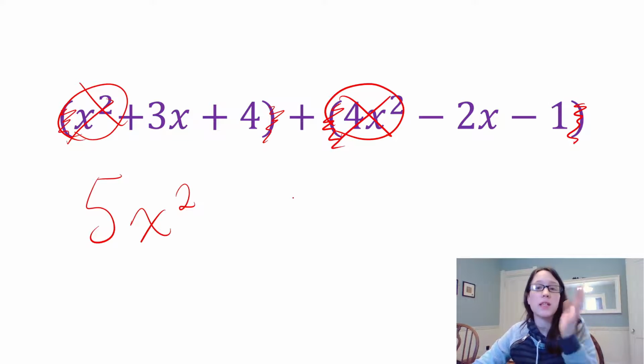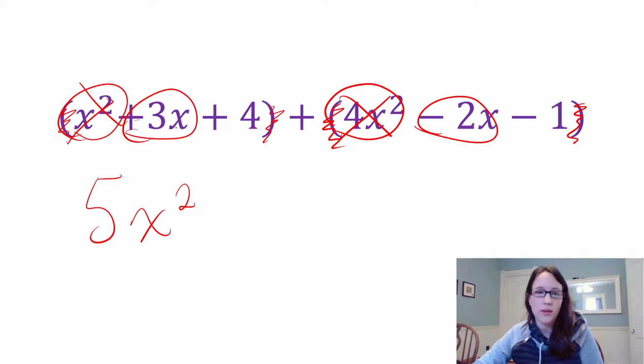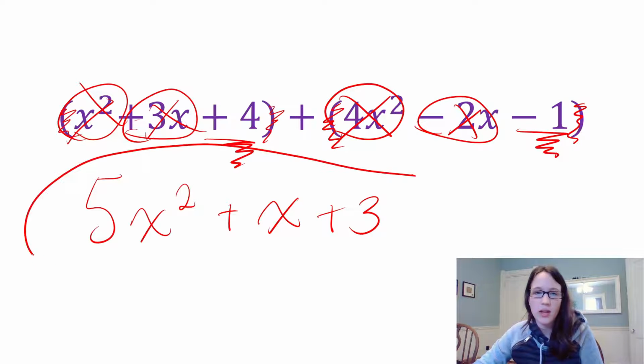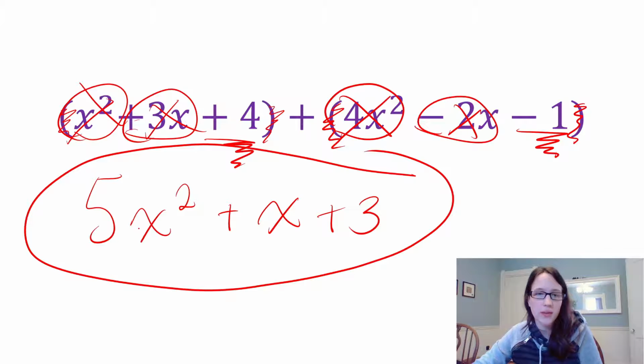Okay, next biggest exponent. Well, I have these things with just x's. So I have 3x minus 2x, that's 1x. Don't write 1x, just write x. Okay, those ones are done. I'm going to cross them out. And then lastly, I have my constant. So I have plus 4, and I have minus 1. 4 minus 1 is 3, positive 3, so it's plus 3. All right, there's our answer. Remember, we can't do anything else because I have no more like terms left.